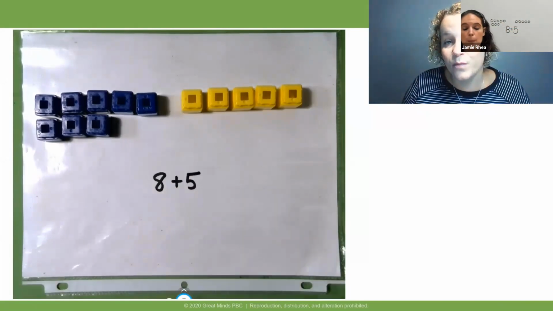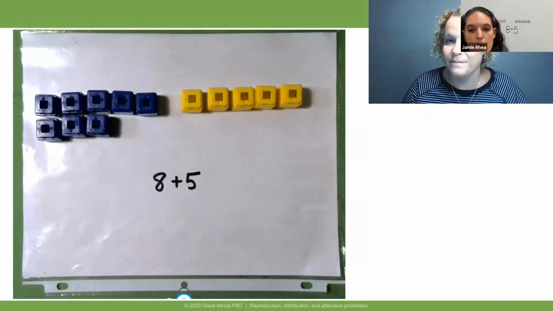What are some different ways we could solve 8 plus 5? Now remember, when you write an expression, you don't make the equal sign, okay? That would make it a math sentence. Right now, we're just doing an expression. Now, she just asked, what are all the ways we could solve 8 plus 5? So let's talk about that. What are some ways we could do that?